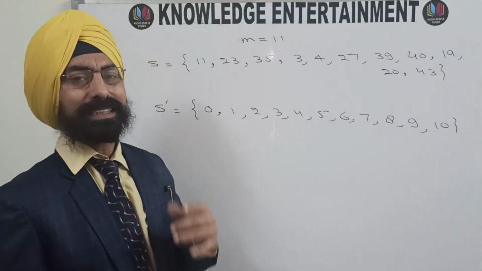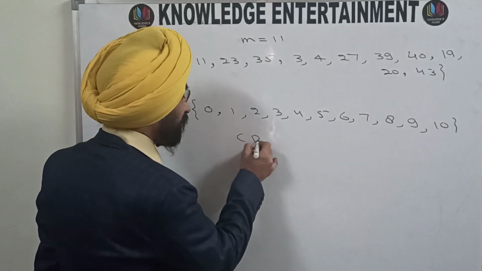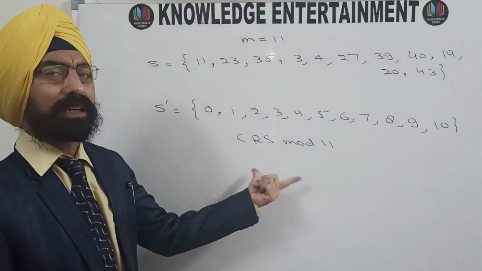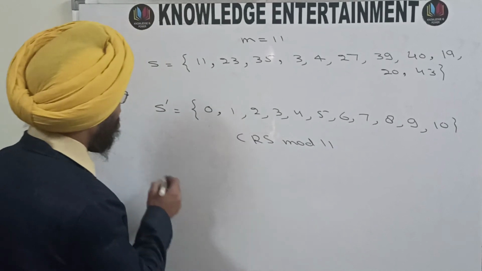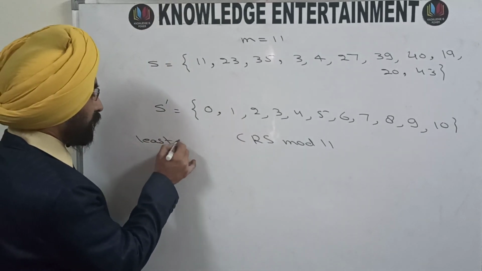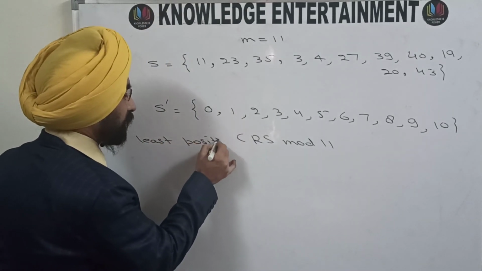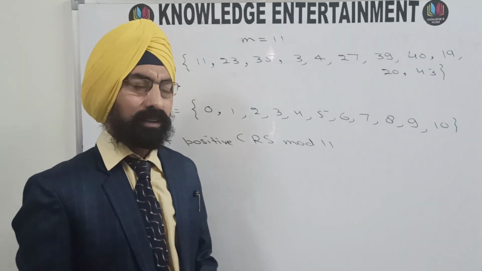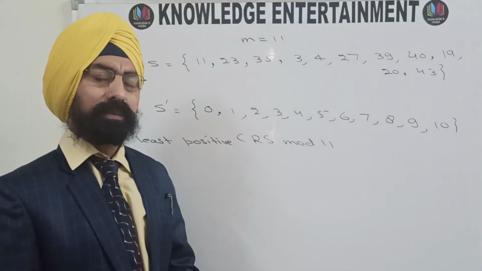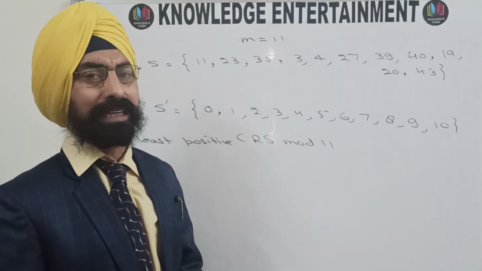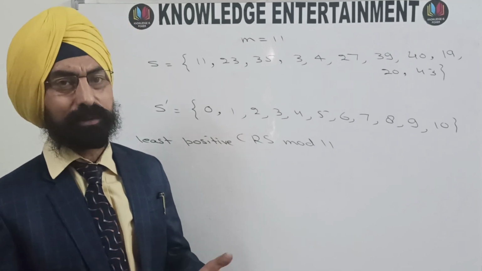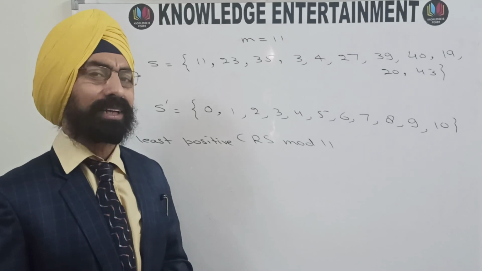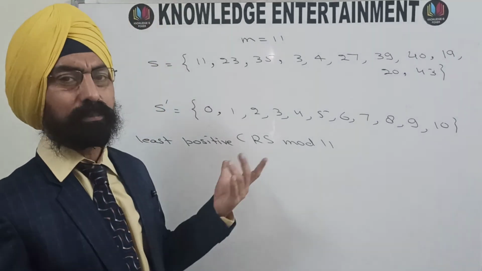This is also a CRS. This is also a complete residue system modulo 11. And not only is this a complete residue system, but it is the least positive complete residue system modulo 11. Obtained from a complete residue system by dividing each member by 11, or you can say M if you are dealing with modulo M, and just writing down the remainders, you will get the non-negative complete residue system modulo that particular number.